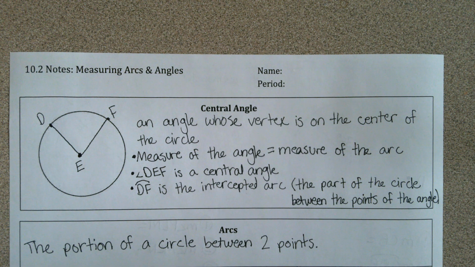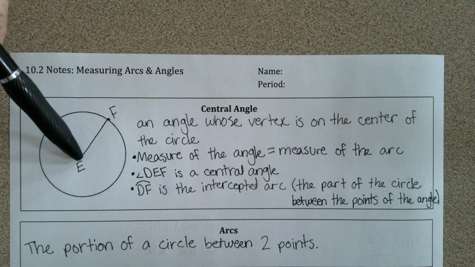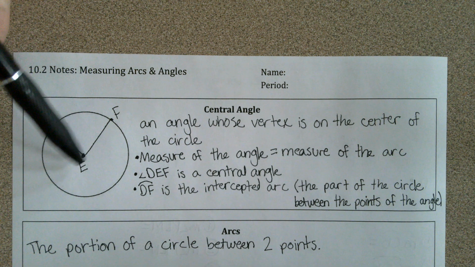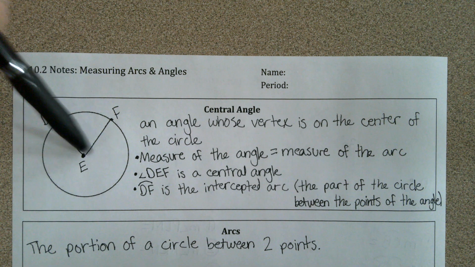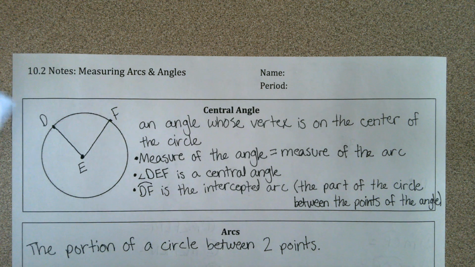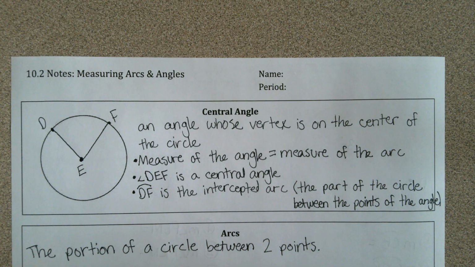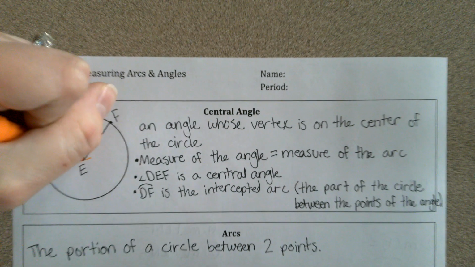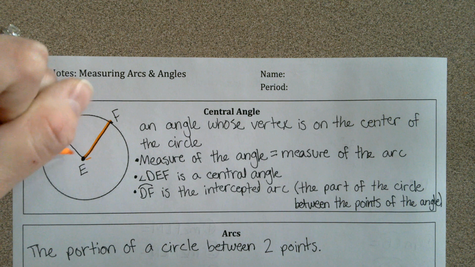A central angle is an angle whose vertex is on the center of the circle. So here's our angle, and as you can see, the vertex of the angle, that's the bend in the angle, it's where the two sides meet. It is the center of the circle, so that's what makes it a central angle. So let me highlight this angle because a lot of students still struggle with this concept of what an angle is.